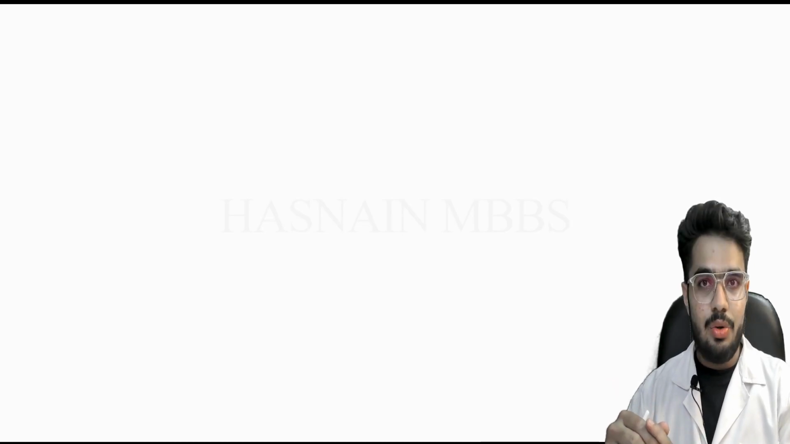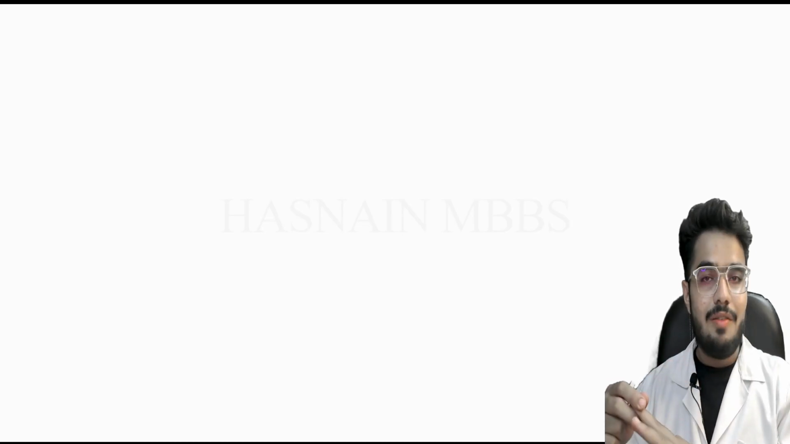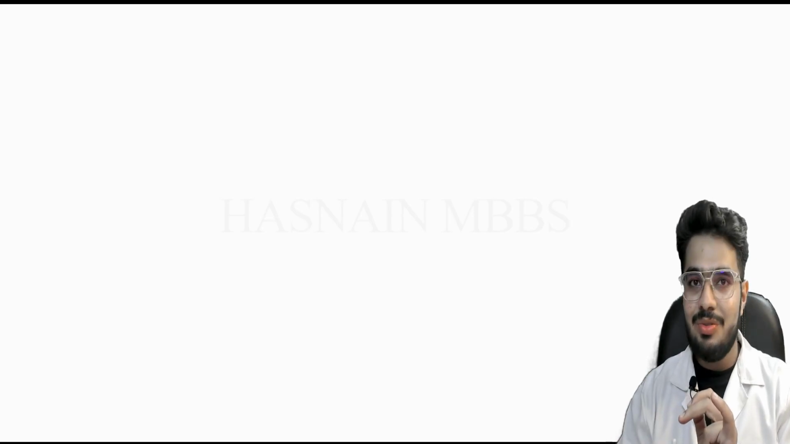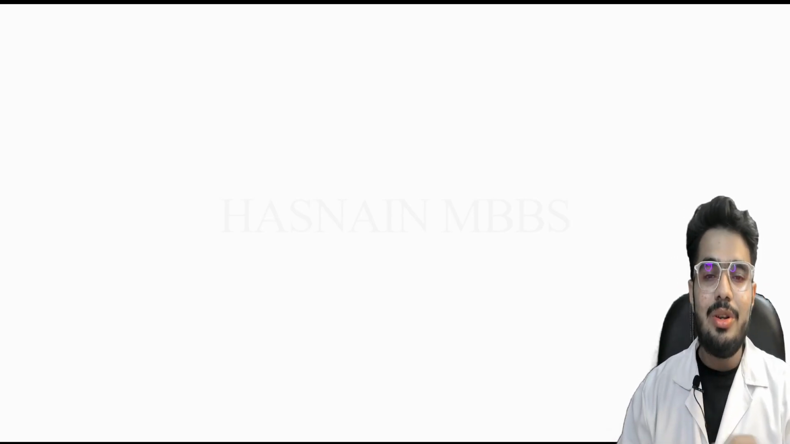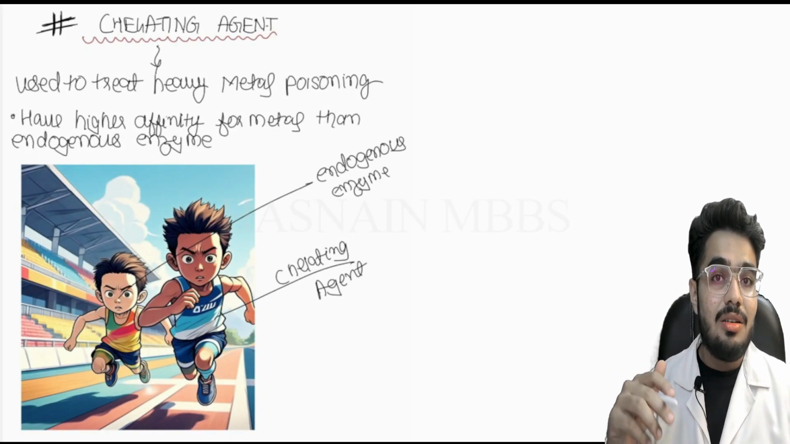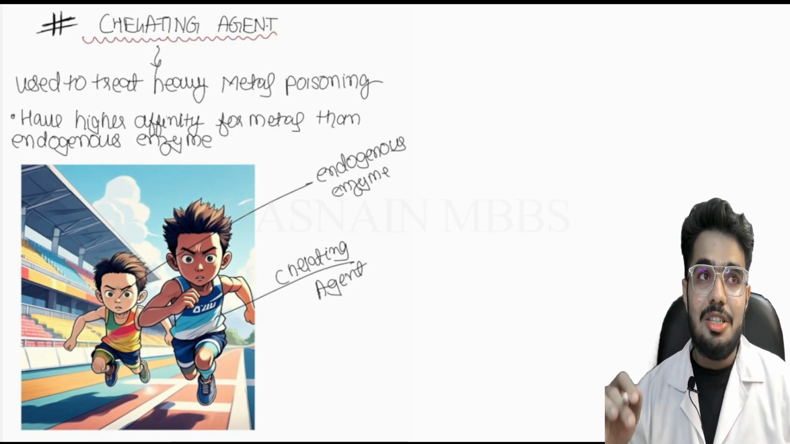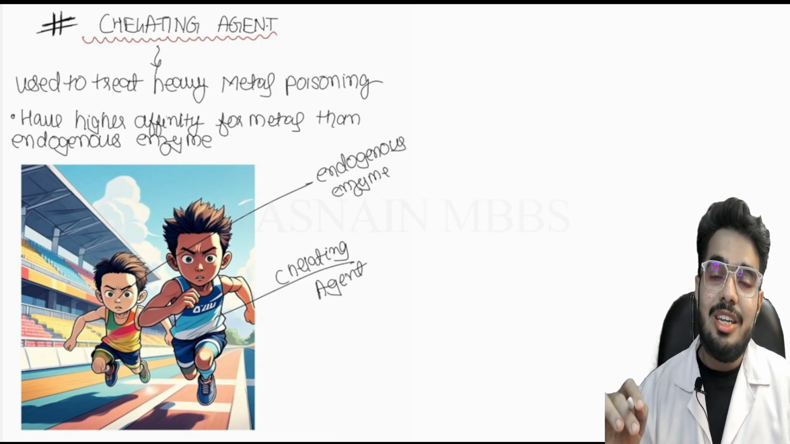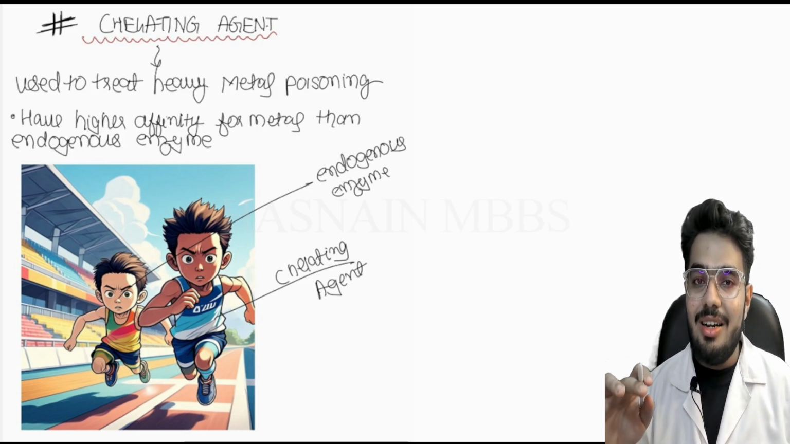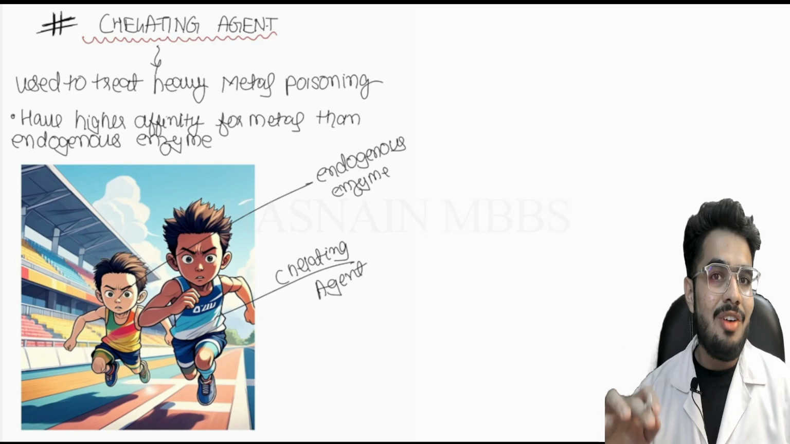We have studied antidote three times. Mechanical we have done, chemical we have done, and the third one was physiological. In physiological antidote, now comes the chelating agent. Now we come to the very important chelating agent. Chelating agents are used to treat heavy metal poisoning. They are included in physiological or pharmacological antidotes.